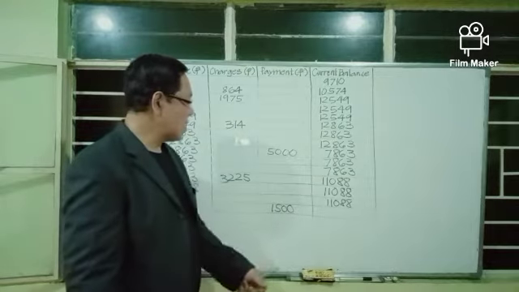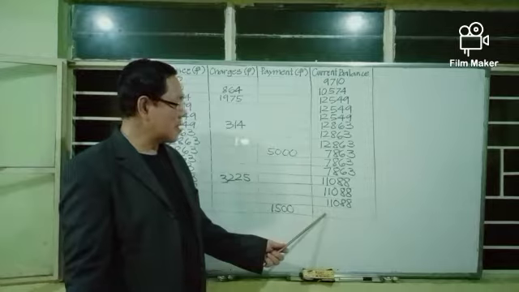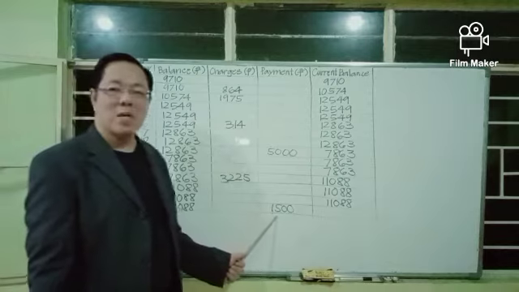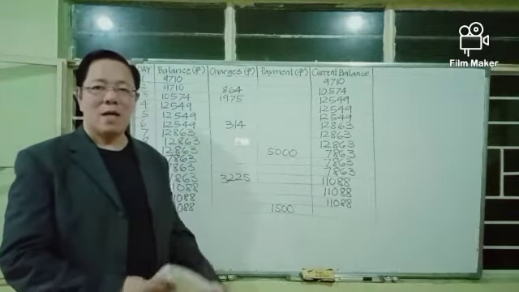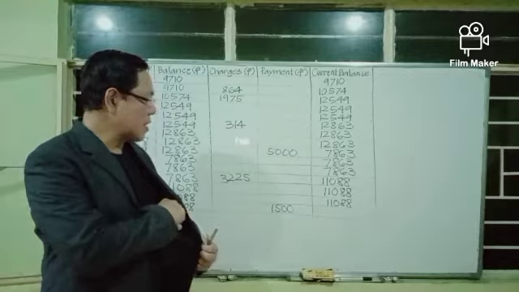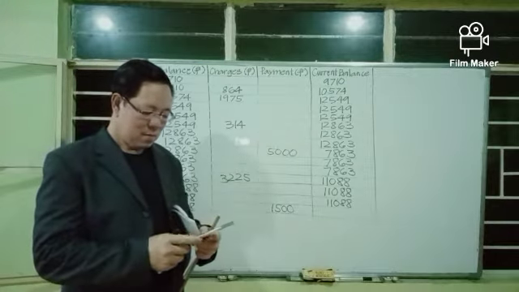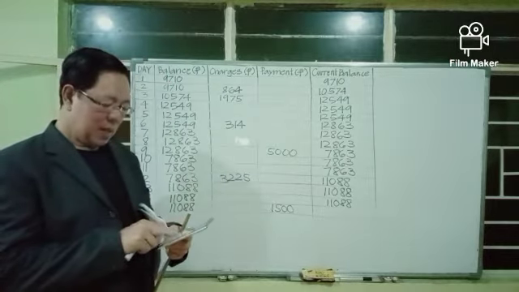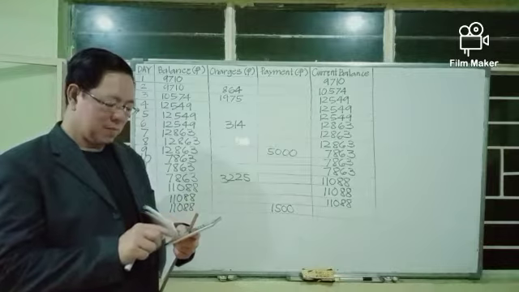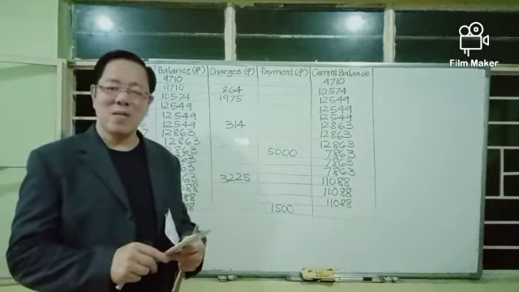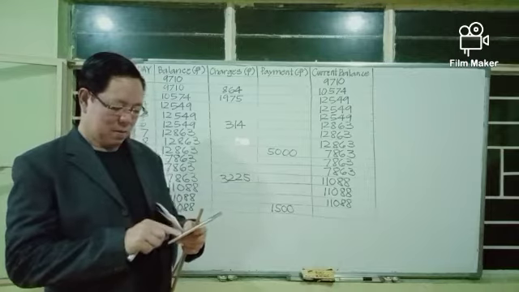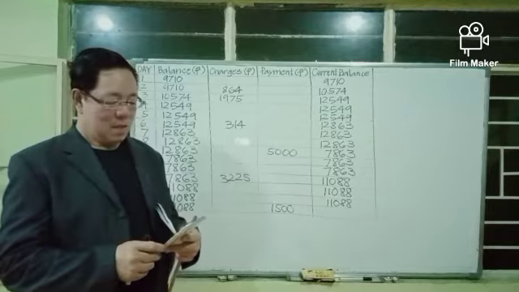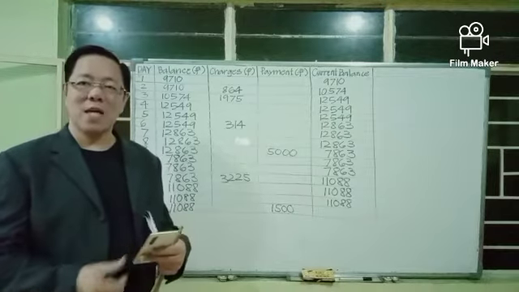And so at the end of November 15, the current balance now in her credit card is 11,088 minus the payment of 1,500 pesos. And we compute the difference using our calculator. 11,088 pesos minus the payment of 1,500 pesos. And her balance at the end of November 15 is 9,588 pesos.